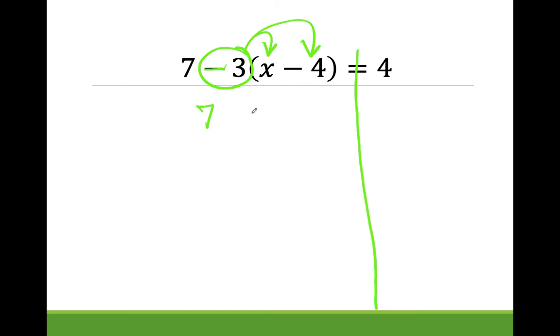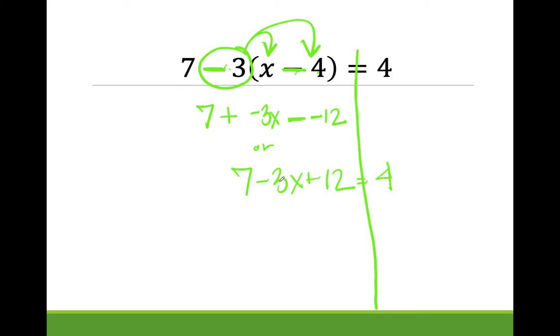So -3 times x is -3x. And then -3 times 4 is -12. Now here we have a minus sign in between, but the question becomes, what comes between the 7 and the -3x? You don't want to rewrite this minus sign twice. So it's either plus a negative 3x or it's just 7 minus 3x. Either way, this double negative over here becomes a plus 12.